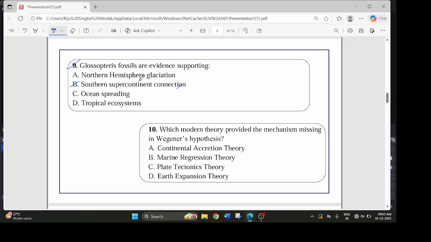Glossopteris grew in temperate climates, and its fossils are found in the rocks of South America, Africa, Antarctica, Australia, and India. The wide distribution of this plant across the southern continents is a key piece of evidence for the existence of Gondwanaland. So this is the correct answer, option B.